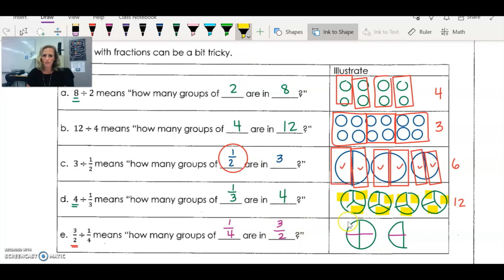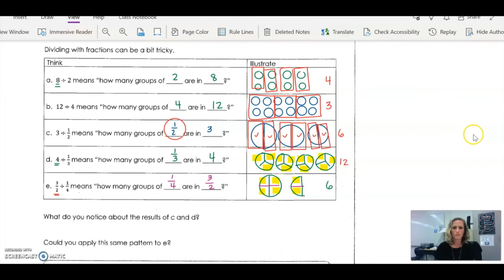And we've got 1/4, 2/4, 3/4, 4, 5, and 6. So we've got 6 groups of 1/4 within this 3 halves of an item. Interesting, right? So let's take a look and see if we notice some patterns in the problems up above.